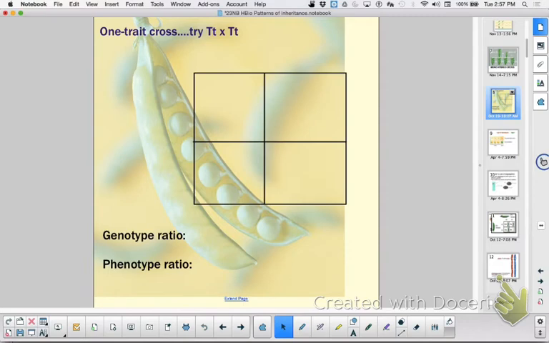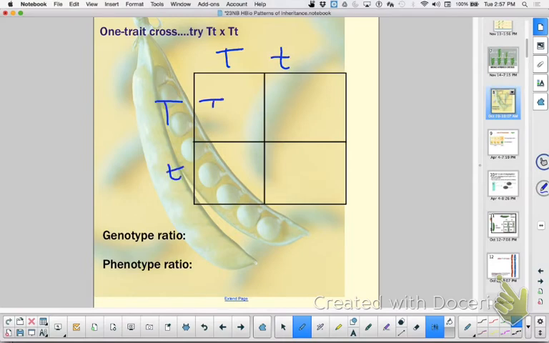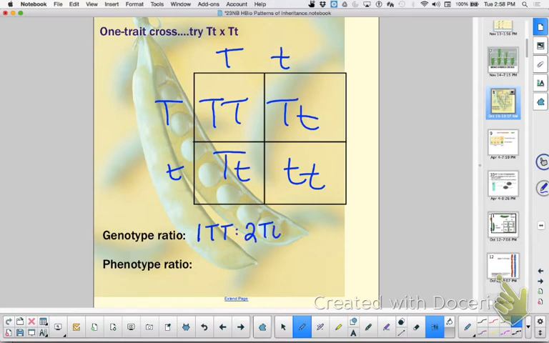Do you know how to do this cross? Yeah, we know the Tt or whatever, but then the genotype and phenotype. What are the genotype ratios? Well, one big T, big T, two big T, little T, and one little t, little t. Exactly. Phenotype ratio? Three tall, one short. All right? Look at this. Do you understand it?